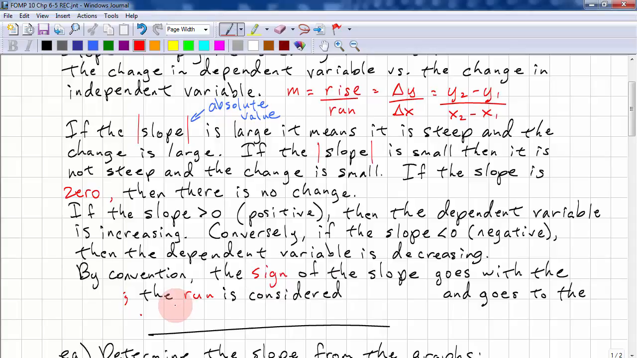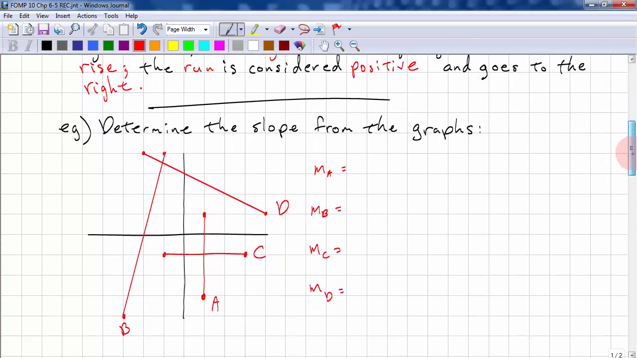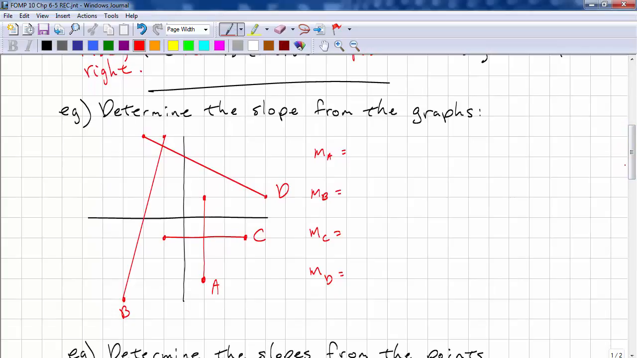And by convention, the sign of the slope goes with the rise, and the run is considered positive and goes to the right. So let's look at some examples. Determine the slope from the graphs.